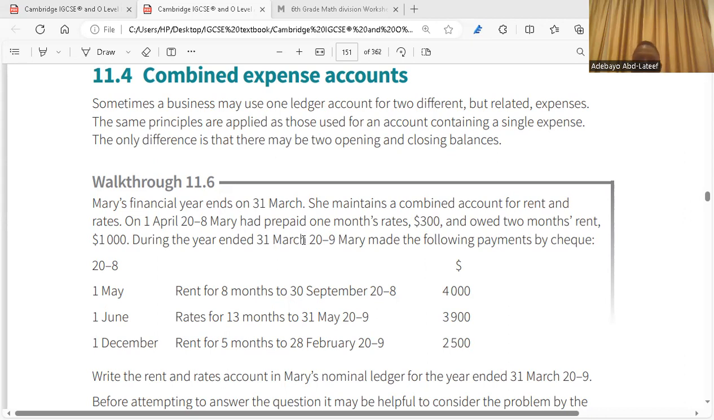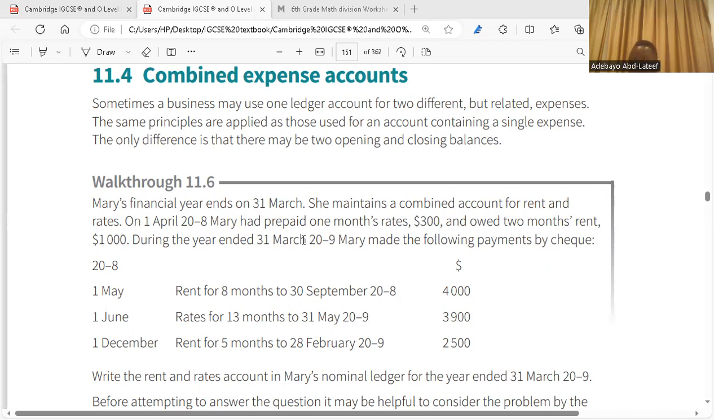The example made here is about rent and rates. Sometimes the business may use one ledger account for two different but related expenses. The same principles are applied as those used for an account containing a single expense. It's still going to be the same thing. You credit your income statement, you debit your expense account. Yes, that's how it works.